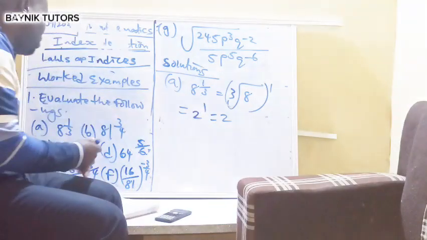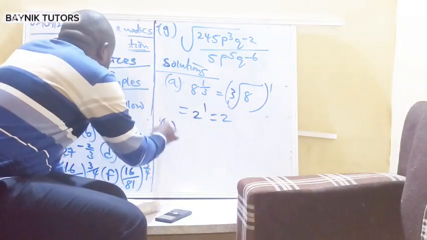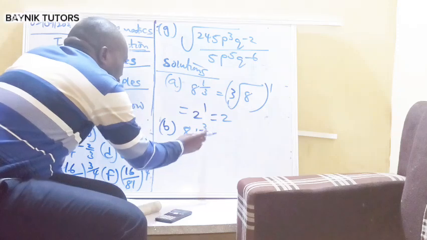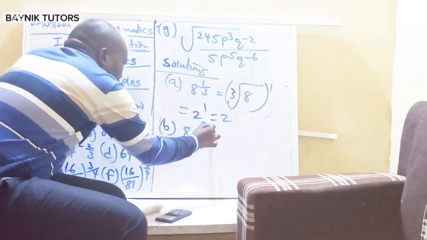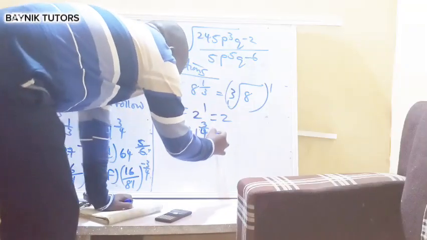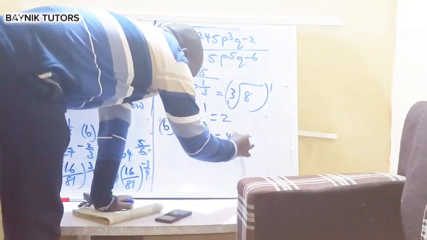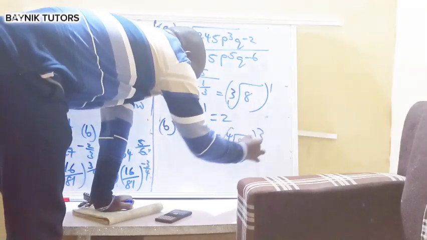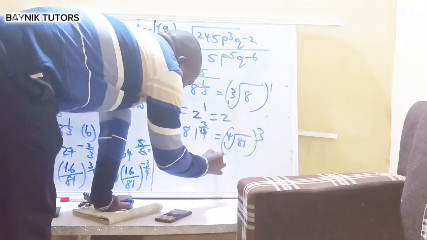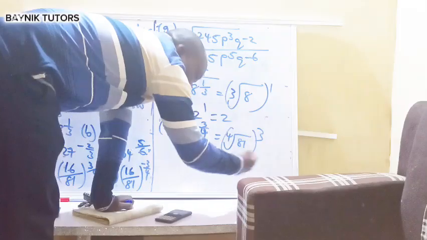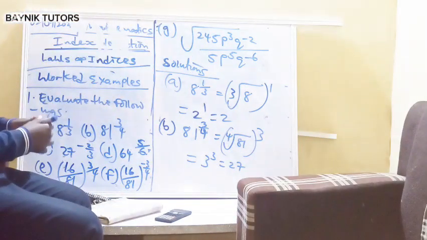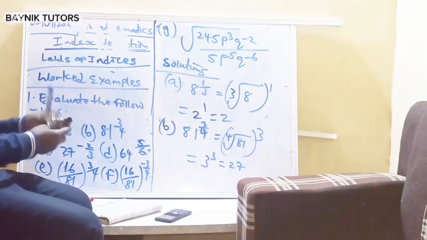So let's go to the B. For the B, we have 81 raised to power 3 over 4. Just as we've told you, the denominator of that power will be the root, and the numerator will be the power. So here will now be 4th root 81 raised to power 3. 4th root 81 is 3. So 3 raised to power 3 will be 27, which means 3 times 3 times 3, 27. So that is clear.